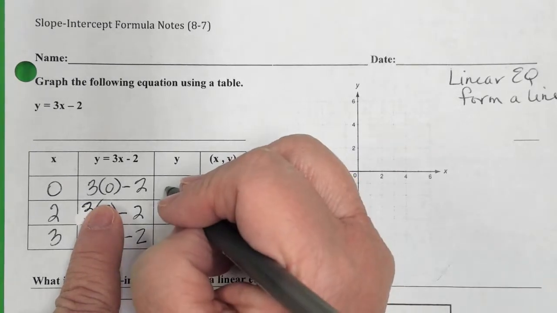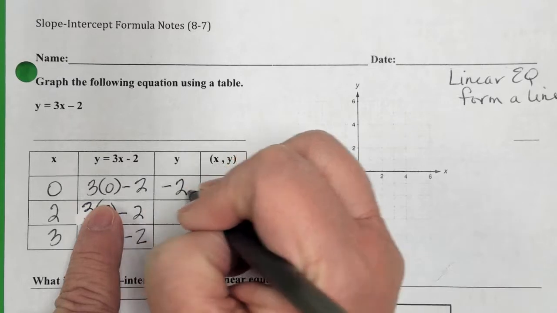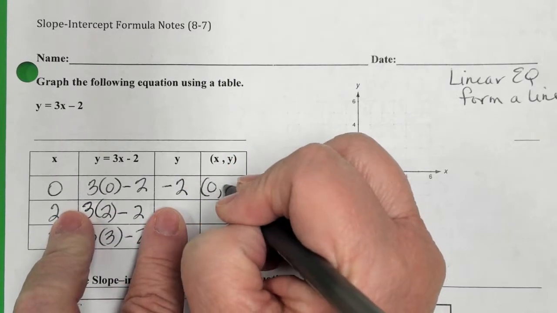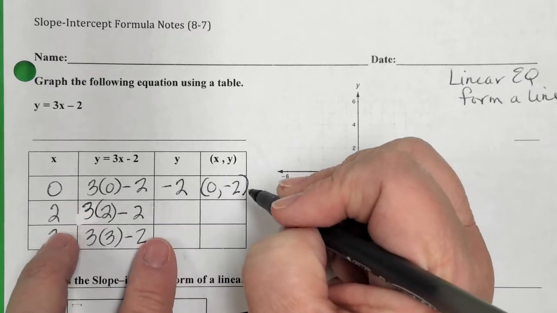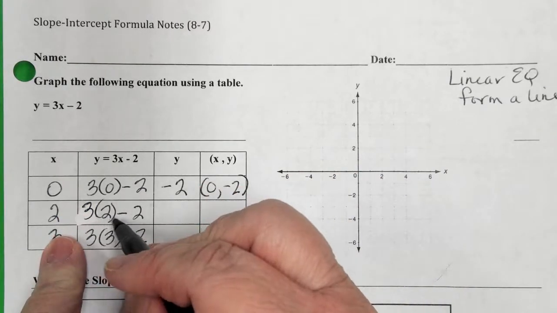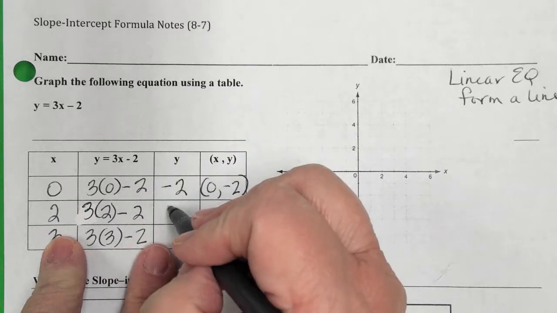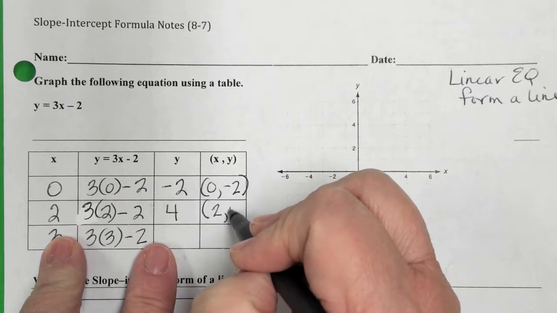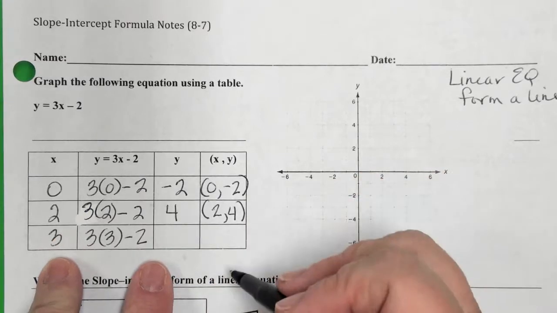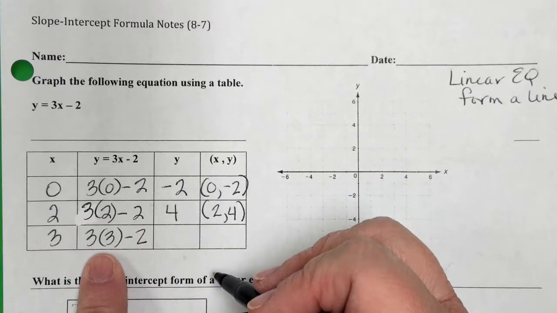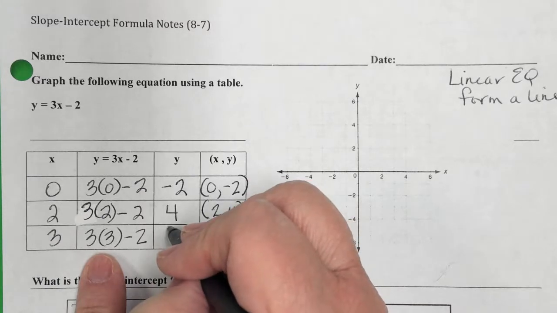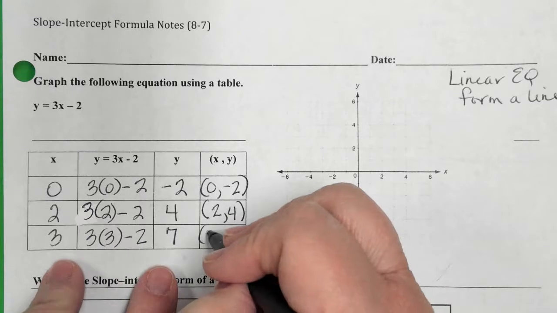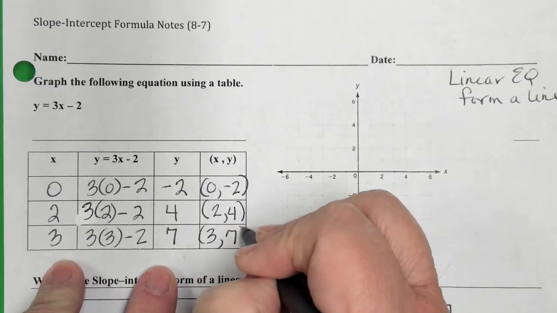3 times 0 is 0, minus 2 is negative 2. That's going to create our ordered pair, 0, negative 2. Next, 3 times 2 minus 2 is going to be 4. So that's going to be our next ordered pair, 2, 4. And then when we plug 3 in place of x, 3 times 3 is 9, minus 2 is 7. And that's going to be our third ordered pair.